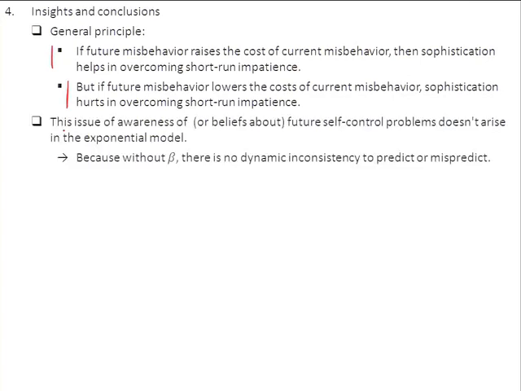Okay. So this whole issue of awareness, which is about rational expectations, whether people have correct beliefs about the future, doesn't come up in the exponential model because if you don't have beta in there, if you capture all discounting with this constant delta every period, you don't get the time inconsistency, so you don't have to worry about whether or not you predict time inconsistency. That's one of the many reasons why people like the standard model.